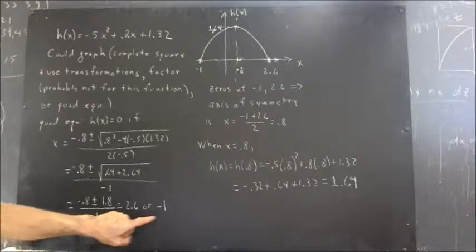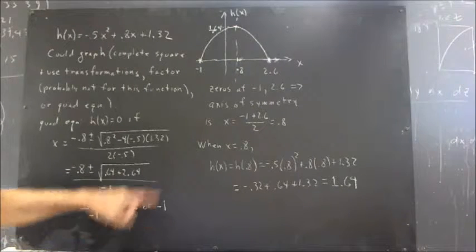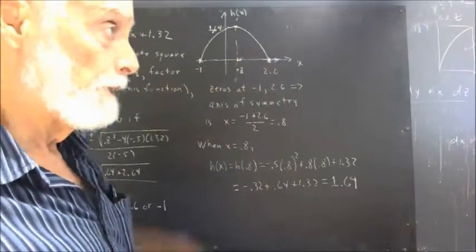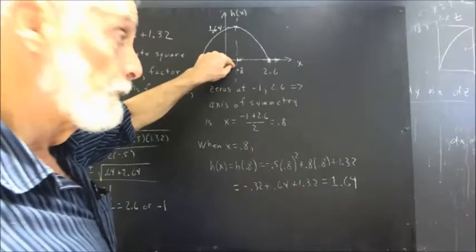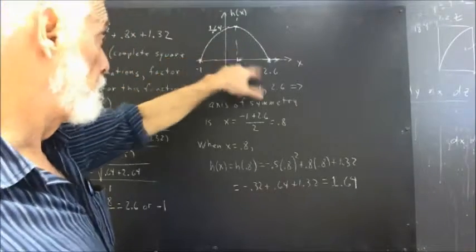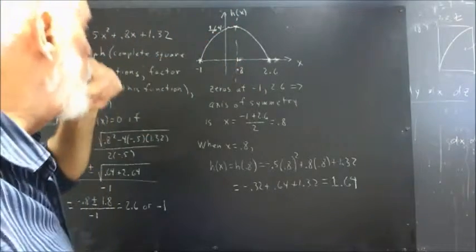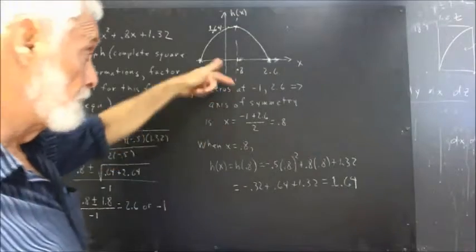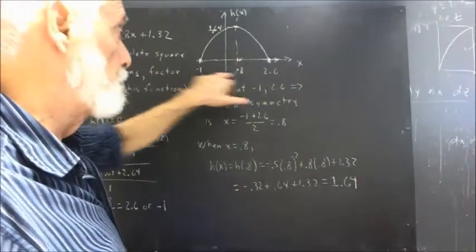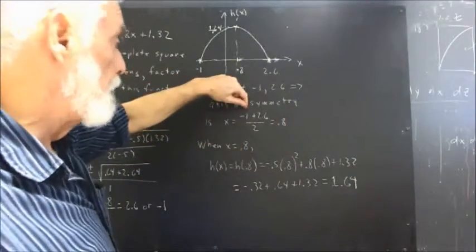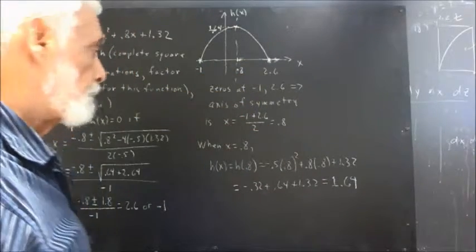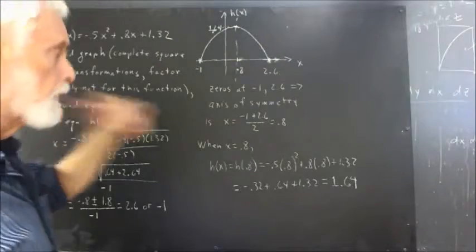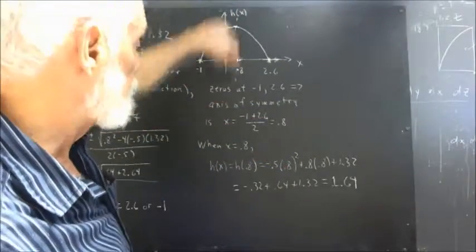x equals 2.6 and at negative 1. So we plot those points on the graph. Then what do we do? We find the point halfway in between. That's going to be our axis of symmetry, halfway between the zeros. So the axis of symmetry is going to then be, well, halfway between negative 1 and 2.6 is negative 1 plus 2.6 divided by 2, which gives us 0.8. So x equals 0.8 is our axis of symmetry.